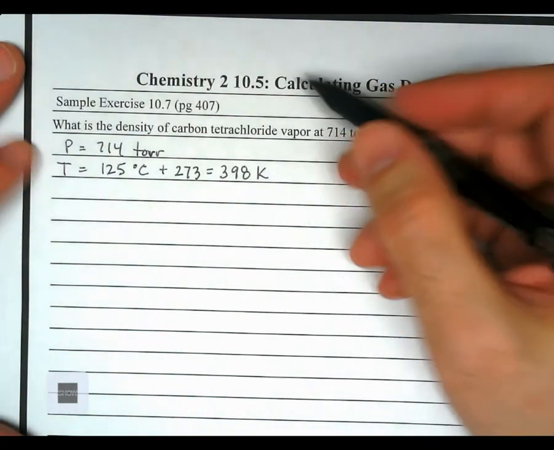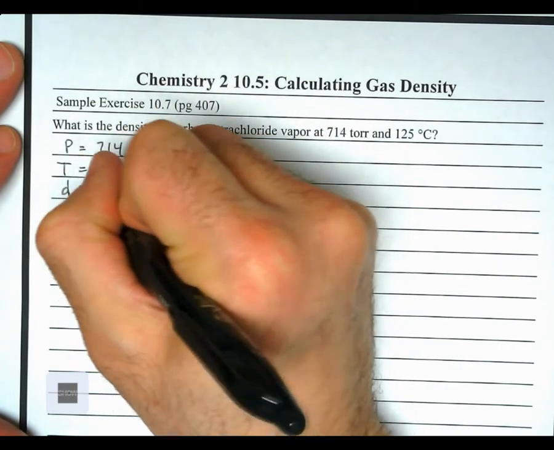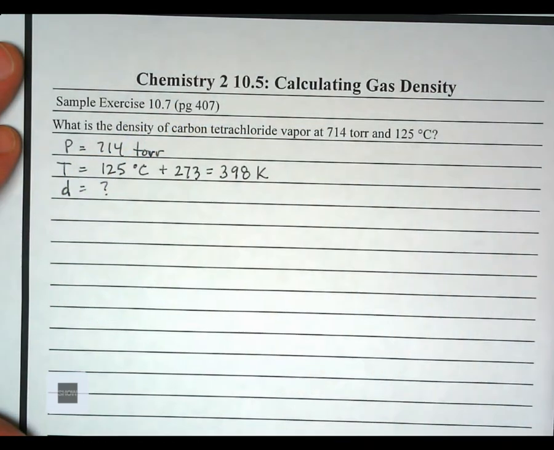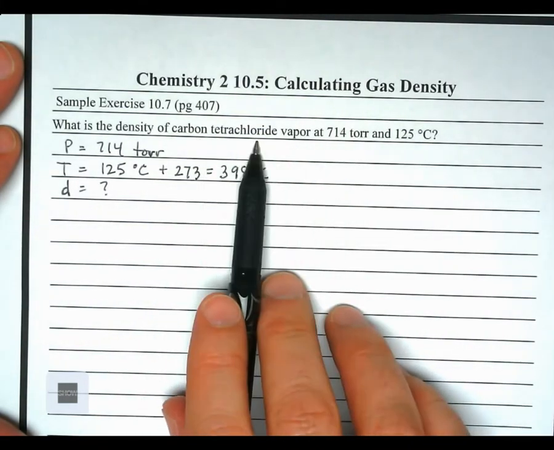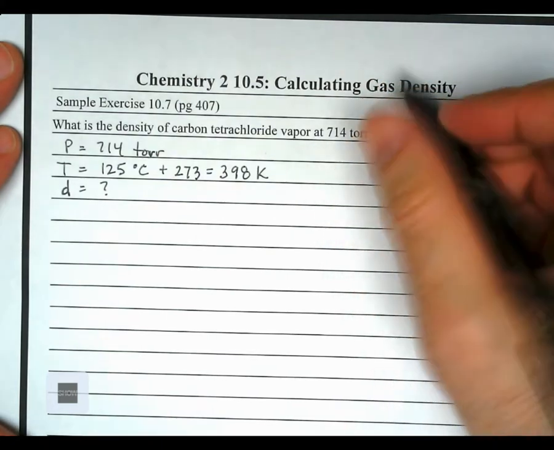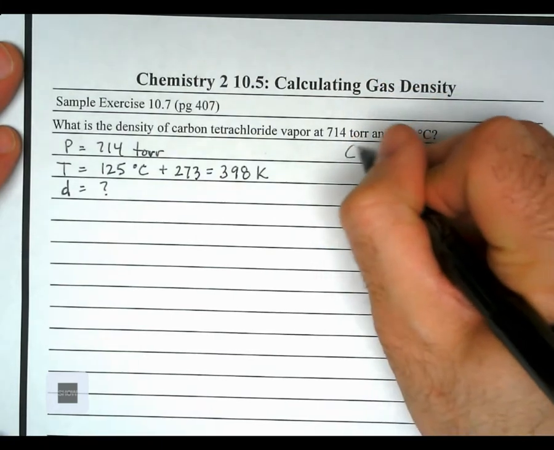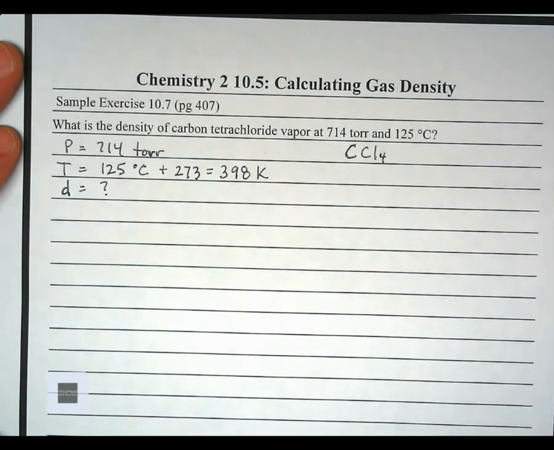Now let's see. We're looking for density. What else do they give us? Carbon tetrachloride. Carbon tetrachloride is, anybody know? Good. CCl4. Okay. So we want the density, right?